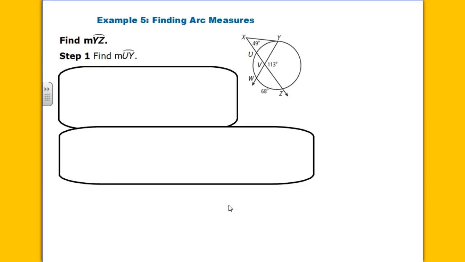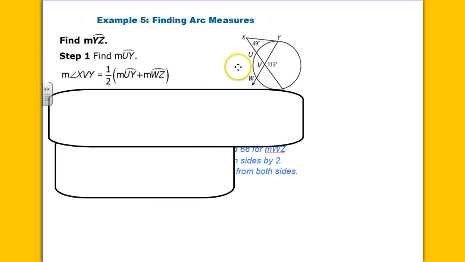So we can use this in a diagram with more going on. Find the measure of YZ. So the first thing we're asked to do is find the measure of arc UY. Well, we can use this angle XVY to help us find UY. And XVY is something we know we can find because we have this given angle 113. And this angle 113 forms a linear pair with XVY, right? So XVY would just simply be 180 minus 113.